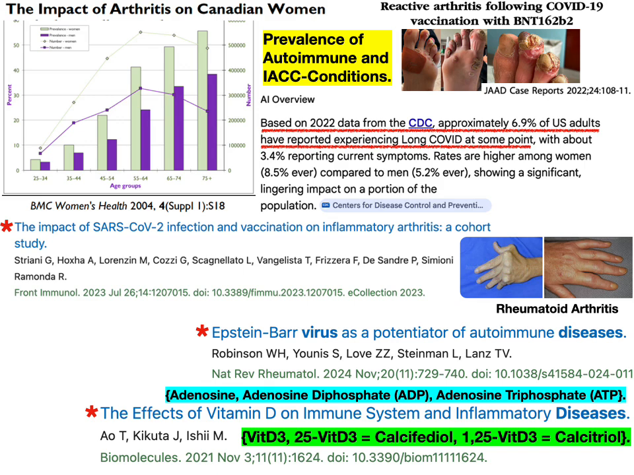So on other YouTubes in this channel, we have discussed sequential viral transactivations prompted by COVID infections. And we have discussed the potential use of vitamin D receptor agonists to mitigate the impacts of those sequential viral transactivations and perhaps suppress them from occurring. And that brings us to the two papers at the bottom of the slide. Epstein-Barr virus is a potentiator of autoimmune diseases, 2024, a very useful recent review. And the effects of vitamin D on the immune system and inflammatory diseases.